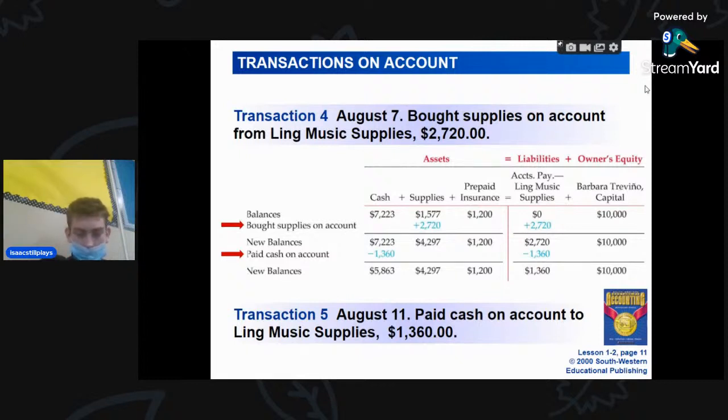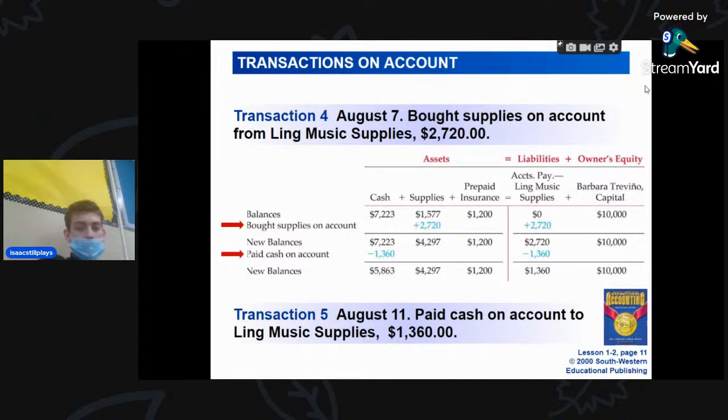Am I still balanced? If I were to add those up, I would be still balanced. And on some of the homework, you do have to add them up to make sure that you're right. And that's how you'll know if you're right. They have to equal. Each side has to equal. If they don't, you've done something wrong.